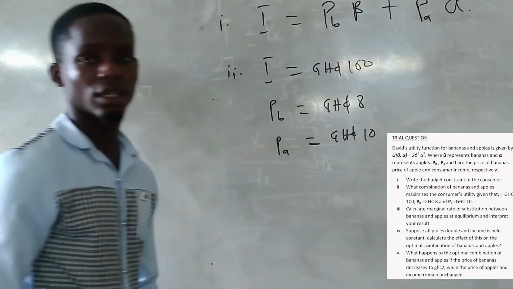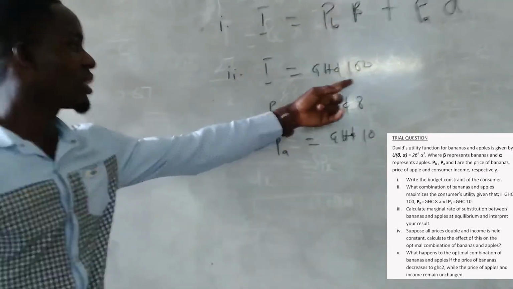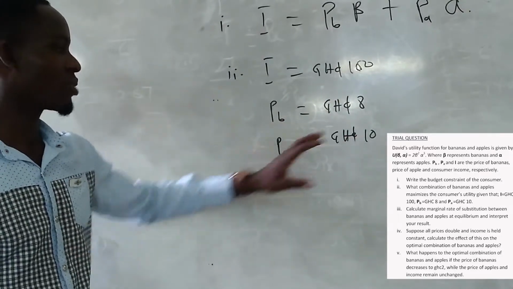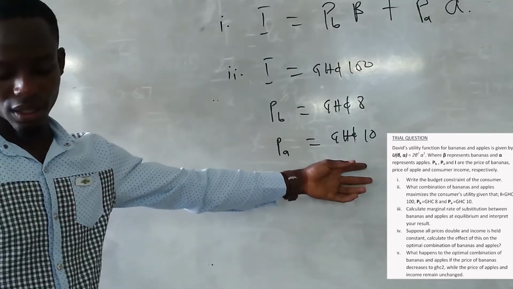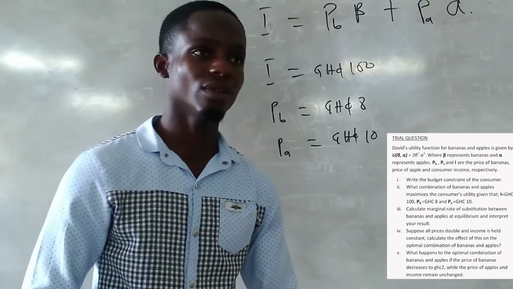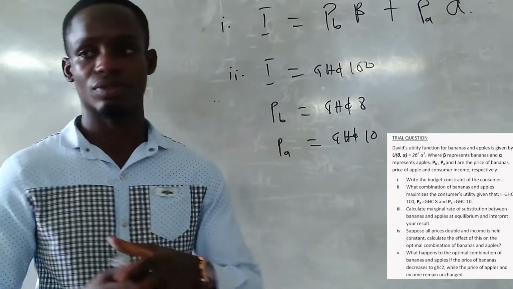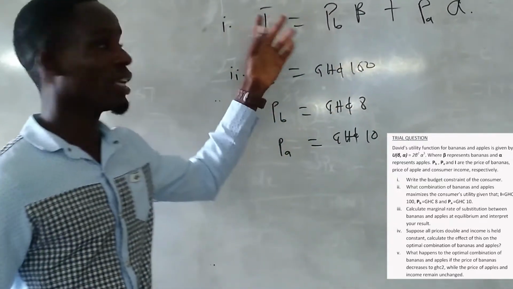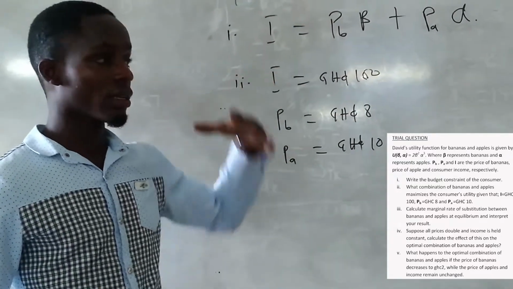Alright, so I asked us to state the budget constraint. So here, my budget constraint will be my income equals price of beta times beta, plus price of alpha times alpha, and this is my budget constraint. 2 marks. I have obtained that already.